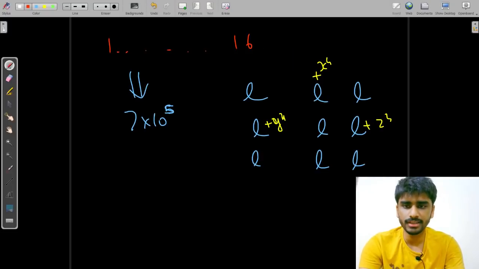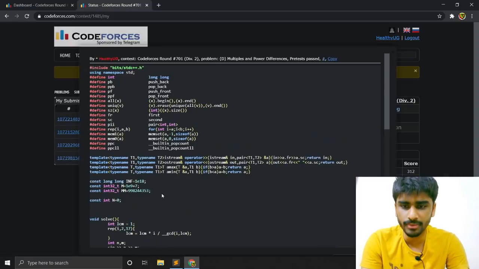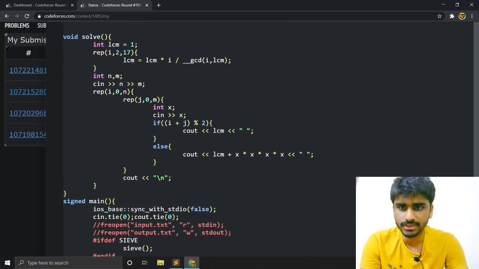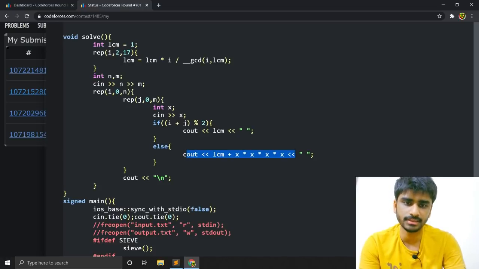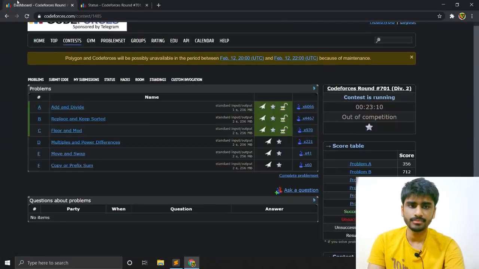So I didn't even need to take the full matrix in input, like I didn't even need to store the matrix. What I did was, first I find the LCM, then I take n and m as input, then I take the number as input. So if it is a black square, I'll place LCM, and if it is a white square, I'll place LCM plus x to power 4, and that's it. Yeah, so this was a nice problem.